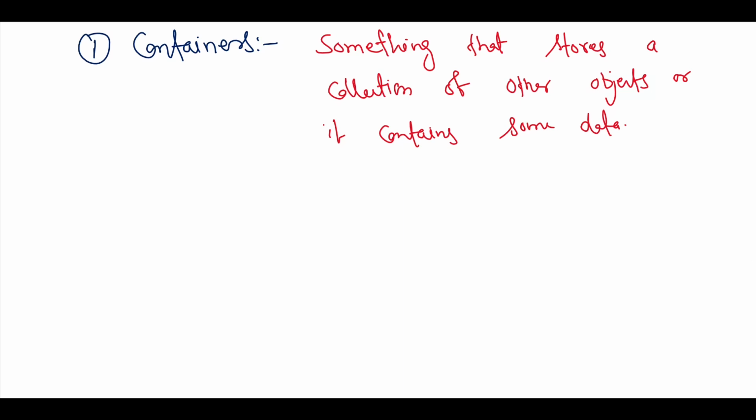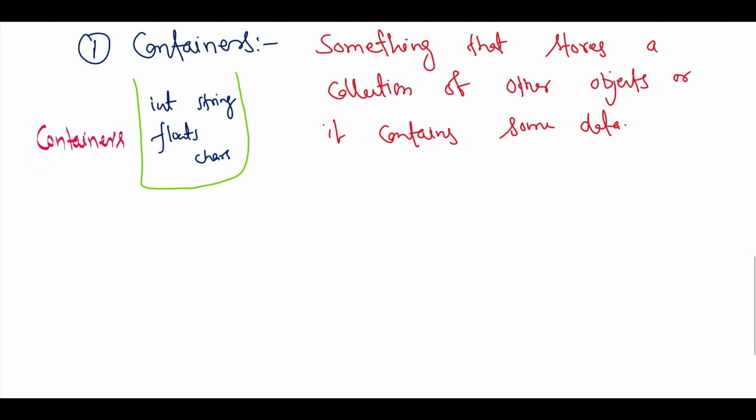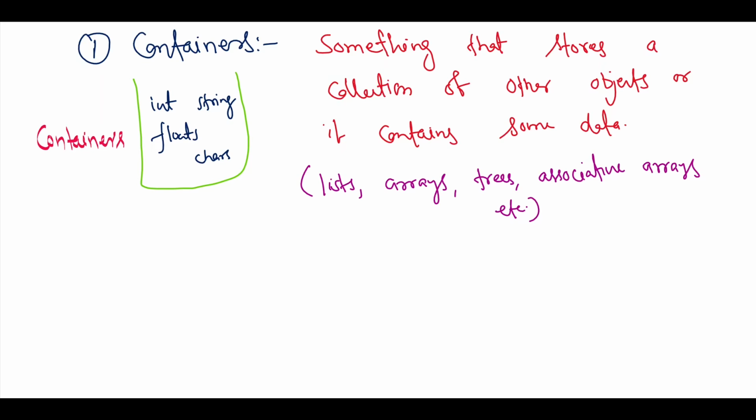As the name suggests, a container is something that stores a collection of other objects. So you could have a container something like this. It could store integers, floats, strings, cats, and so on. It contains some data. It helps us to implement simple and complex data structures like arrays, lists, trees, associative arrays, and many more. The containers are implemented as generic class templates, which means that a container can be used to hold different kinds of objects, and they are dynamic in nature.